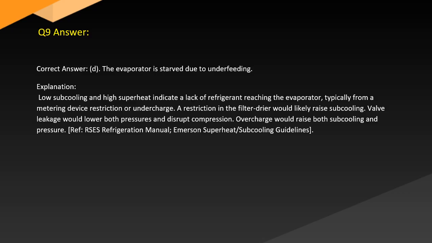Answer. Correct answer: D. The evaporator is starved due to underfeeding. Explanation. Low subcooling and high superheat indicate a lack of refrigerant reaching the evaporator, typically from a metering device restriction or undercharge. A restriction in the filter dryer would likely raise subcooling.